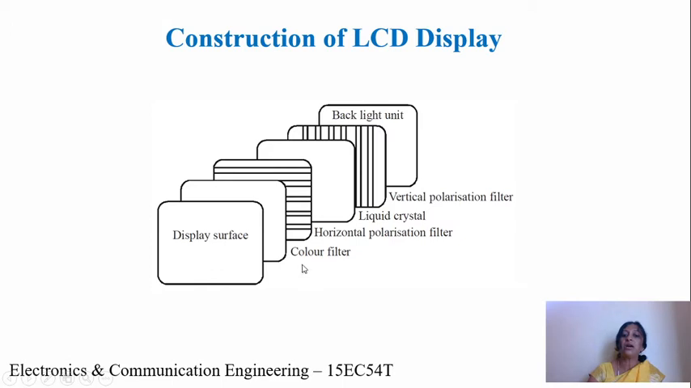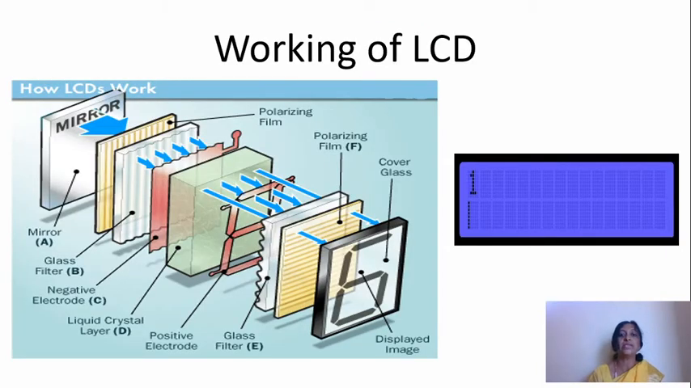Here we are using a color filter to display color images. It has RGB colors on it. It is going to filter, and based on the composition of these colors, the particular color will be displayed on the screen. This is the construction of an LCD display. Now we'll see the working of the LCD display.